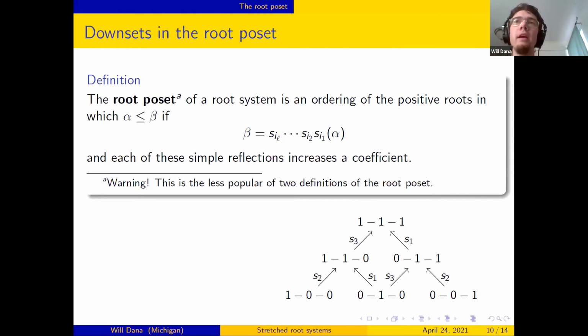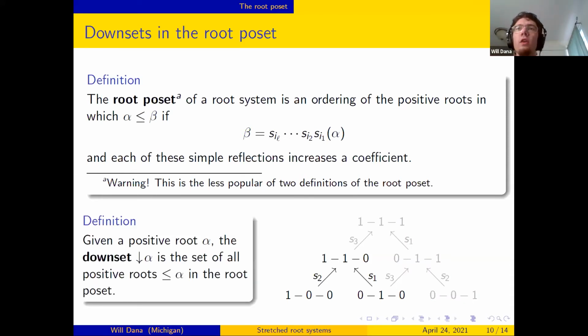in this way. And I should warn you now that there are at least two definitions of things called the root poset, and this is actually the slightly less popular of those two. But it is still one that's considered. It shows up, for instance, in Björner and Brenti's Combinatorics of Coxeter Groups. And so I've shown, for instance, the root poset of the A3 Coxeter system on the lower right here.